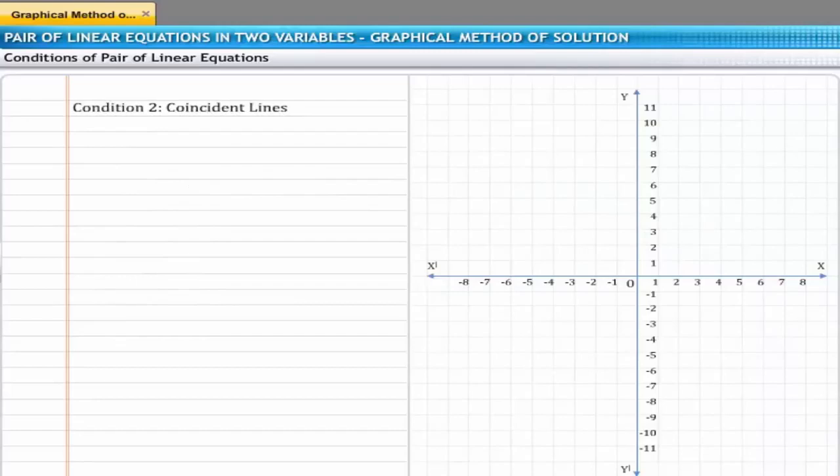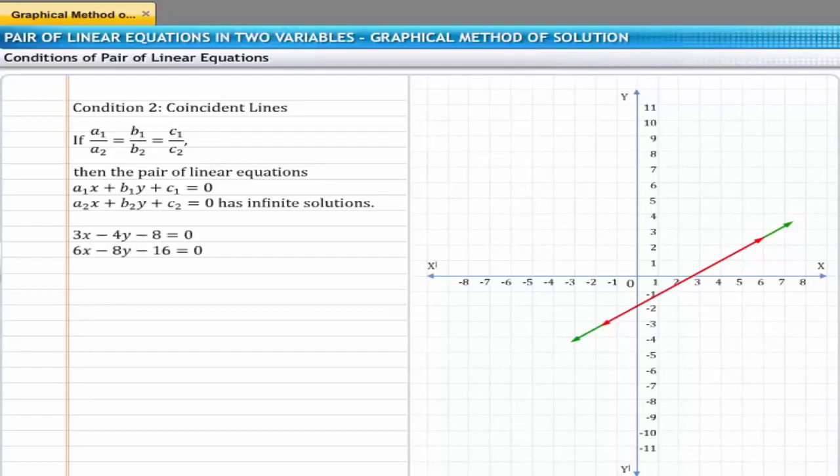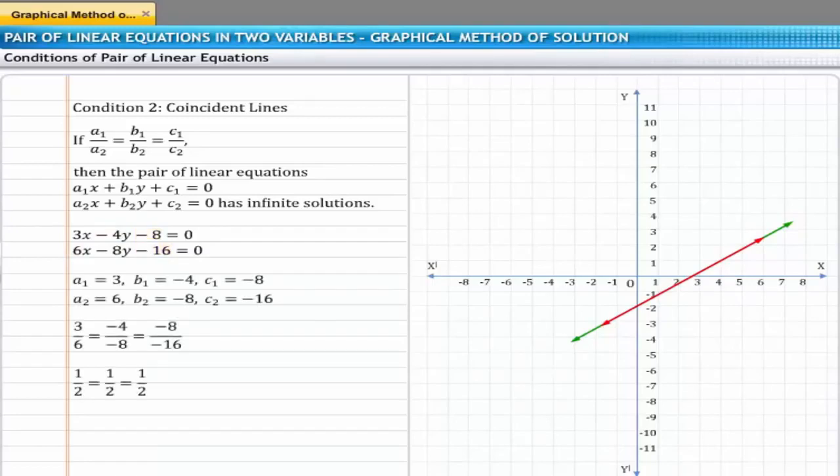Next, let's consider the second case where the lines coincide with each other. This condition is possible only if a1 upon a2, b1 upon b2, and c1 upon c2 are equal. In this case, the pair of linear equations will have infinite solutions. Consider the pair of linear equations given here. On substituting the values of a1, a2, b1, b2, c1, c2 in the condition, you get 1 upon 2 is equal to 1 upon 2, which is also equal to 1 upon 2. This pair of linear equations have infinite solutions.